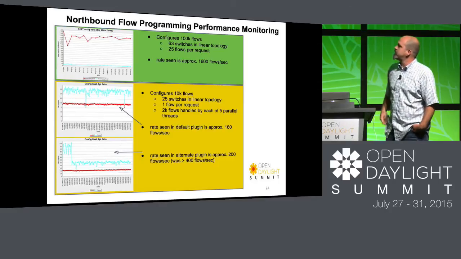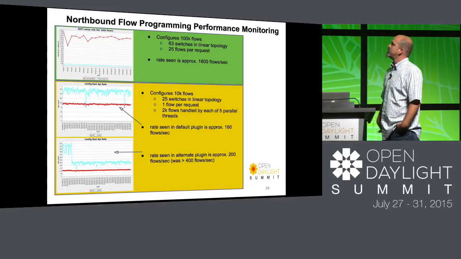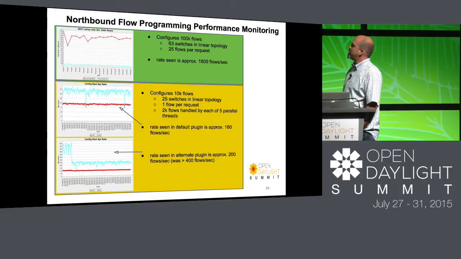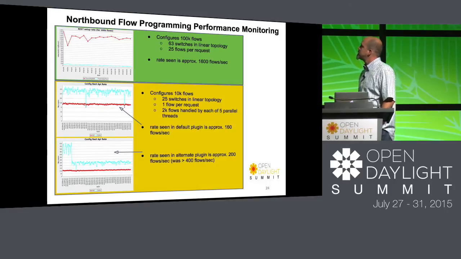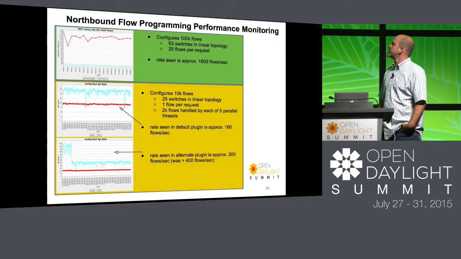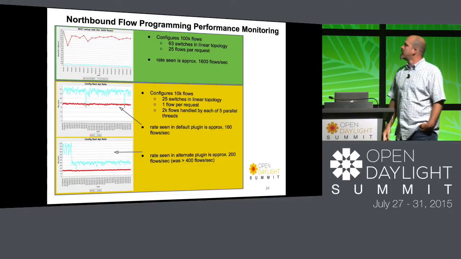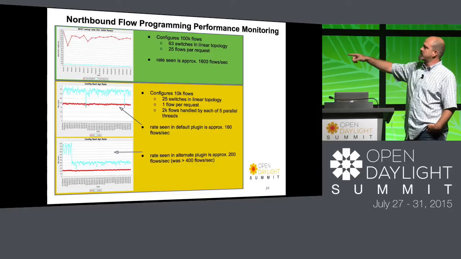So some performance-related stuff. We have northbound flow programming, so REST calls to the northbound API. The top box is one test, one job, and you can see the details. We do 63 switches, 25 flows per request, and I think that's why we get such a big number, 1,600 flows per second. The next test is 10K flows.